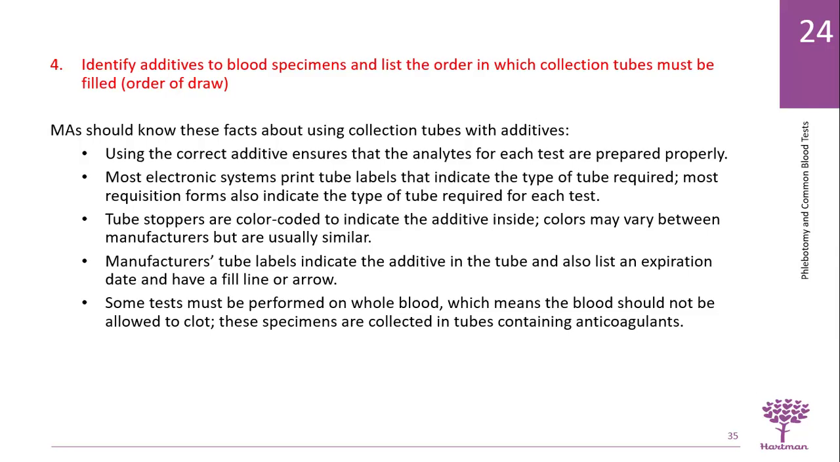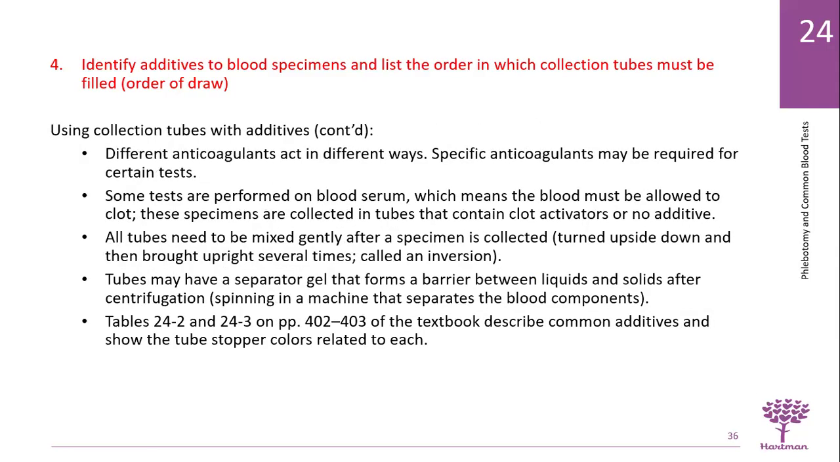Some tests must be performed on whole blood, which means the blood should not be allowed to clot. These specimens are collected in tubes containing anticoagulants. Different anticoagulants act in different ways, so specific anticoagulants may be required for certain tests. Some tests are performed on blood serum, which means the blood must be allowed to clot. All tubes need to be mixed gently. Remember, we do our inversion. Tubes may have a separator gel that forms a barrier between liquids and solids after centrifugation. Now, you need to know that centrifugation means spinning in a machine that separates the blood components.